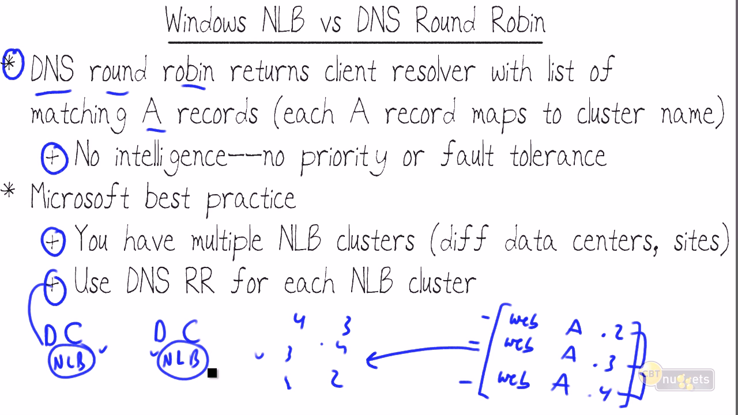Now that could have some problems, of course, geographically. If you have a data center in Asia and another one in Europe and another one in North America, you might not necessarily want to give an Asian client a North American IP address and so on. But that is Microsoft's answer to the question of intelligently combining NLB clustering with DNS round robin.